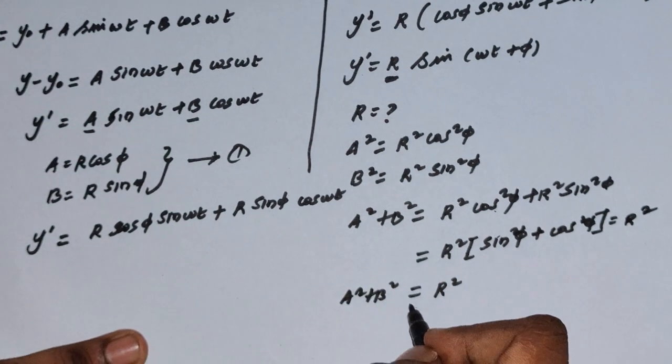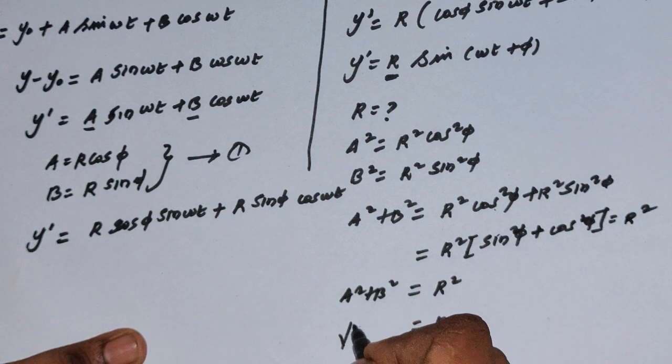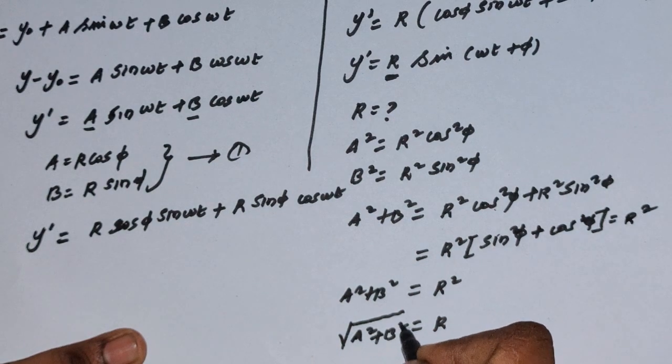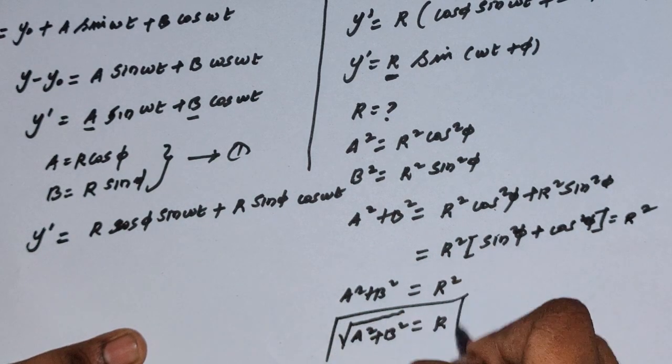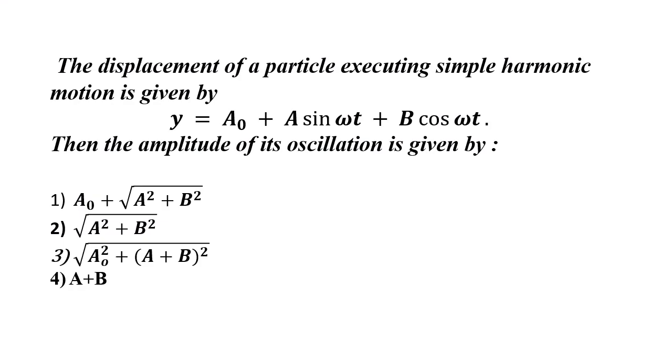Then, taking the square root on both sides, the resultant amplitude is the square root of a square plus b square. So from the above discussion, the amplitude of the oscillation is equal to the square root of a square plus b square. This would be the right answer.